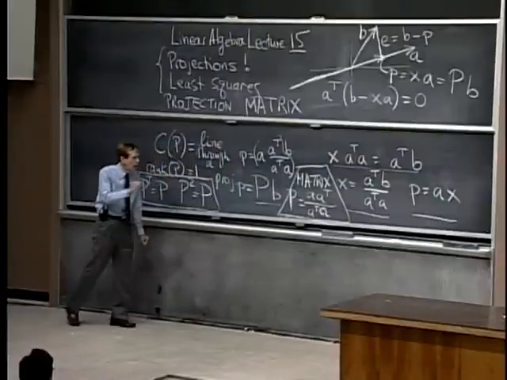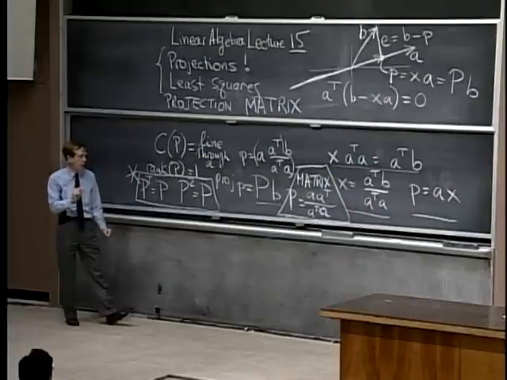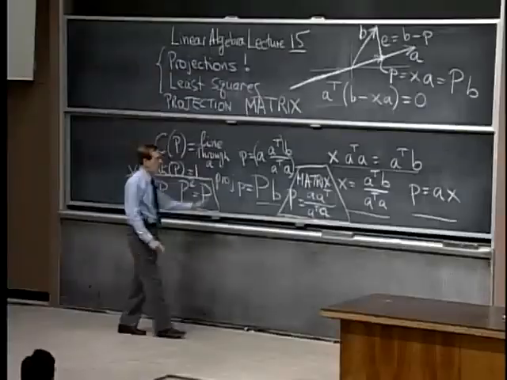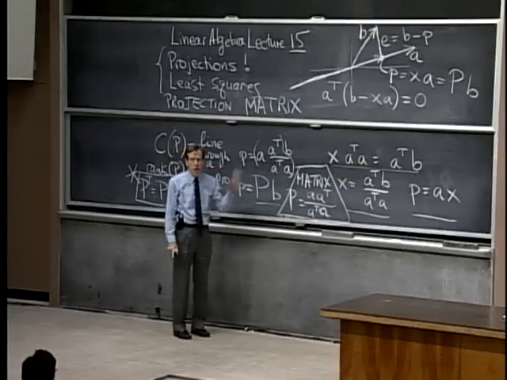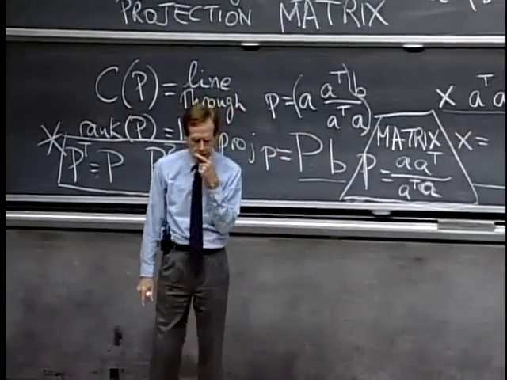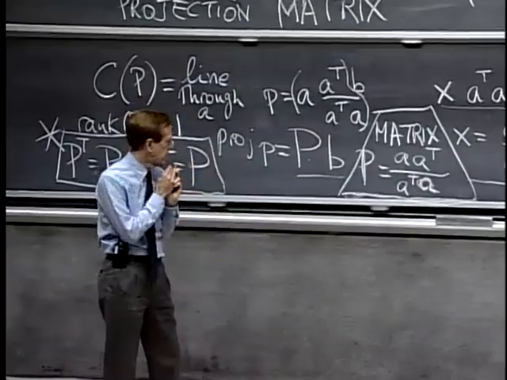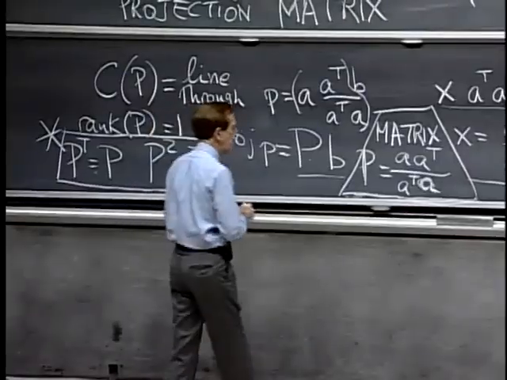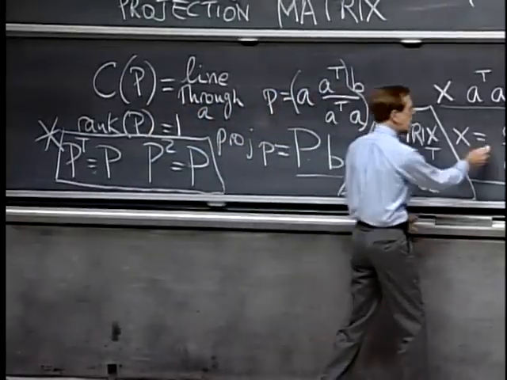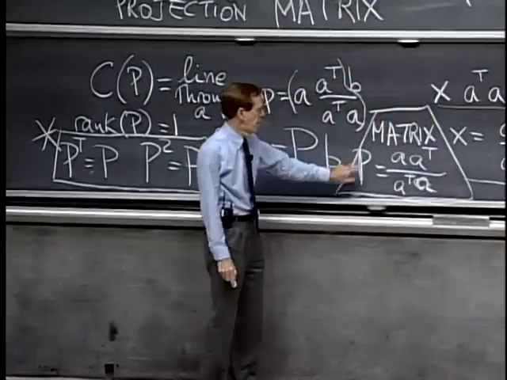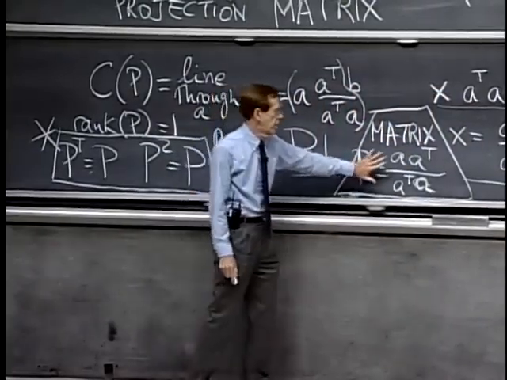Okay, and then here's the exact formula. When I know what I'm projecting onto, that line through A, then I know what P is. So do you see that I have all the pieces here for projection on a line? Please remember those. There are three formulas to remember: the formula for X, the formula for P, which is just AX, and then the formula for capital P, which is the matrix.